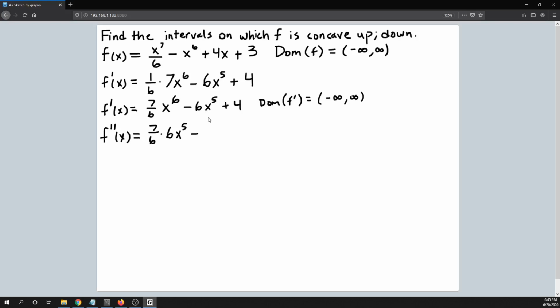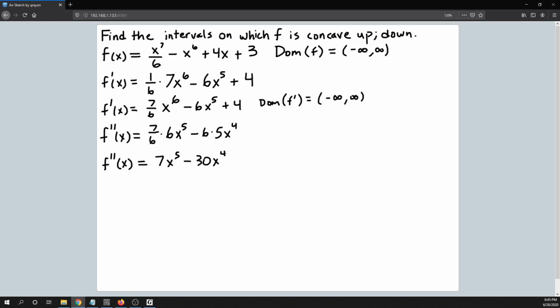Then, again, using the constant multiple rule, I'm going to take the derivative of this term, so that's going to be 6 times 5x to the 4th. And the derivative of 4 by itself is 0, so I'm not going to bother to write the plus 0. All right, so simplifying that out, we get 7x to the 5th minus 30x to the 4th for the second derivative.